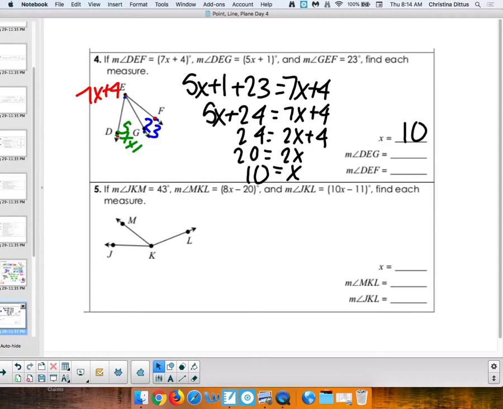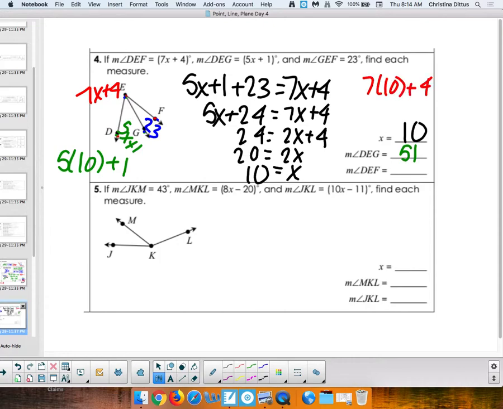Now it says find DEG. What color is DEG over in my little picture? Green. Good. How am I going to do it? Plug in 10. 5 times 10 plus 1 gives me 51. Good. What color is DEF? Red. Plug my 10 in there. 7 times 10 plus 4 gives me 74.